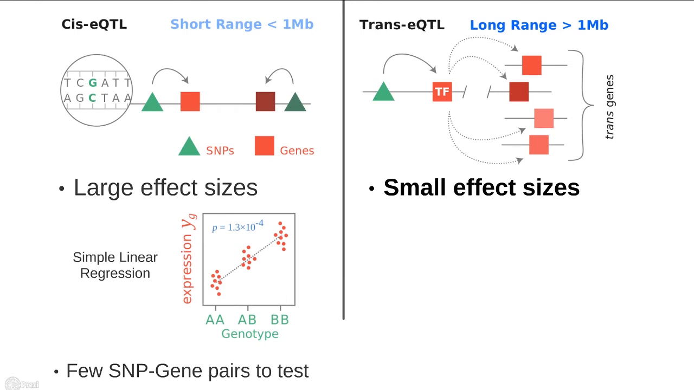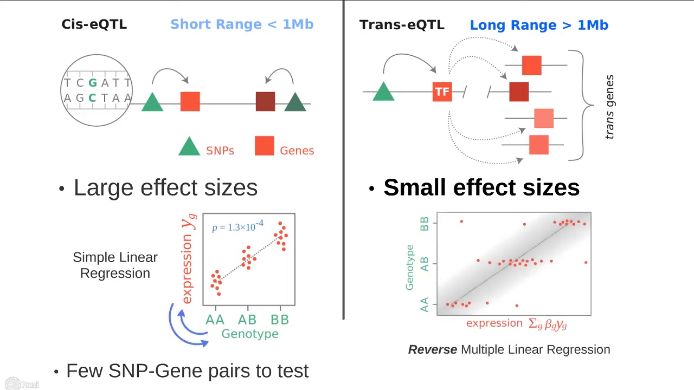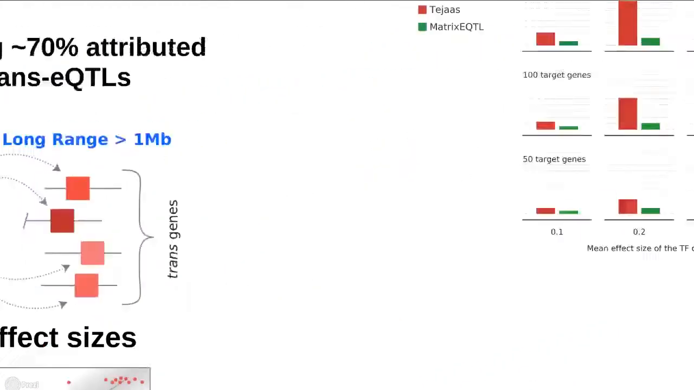In our approach, we reverse the direction of the regression by explaining the SNP dosage using multiple linear regression on all genes. In this way, we achieve two goals. First, we can aggregate information from all genes, and second, we avoid the multiple testing burden of testing all SNP-gene pairs. It's important to note that for each SNP, we remove all the cis genes from the explanatory variables to avoid discovering cis-eQTLs. Reverse regression tackles this problem and is implemented in our package called TEGES.